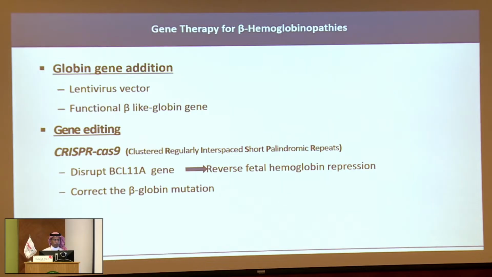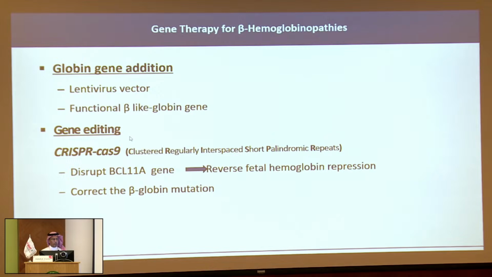We come to the gene therapy. We know that gene therapy, if you talk about gene addition, is to add a desired gene to the genome. This is done through a lentivirus vector, that is a vehicle to deliver the genetic material down to the DNA and get the functional beta-like globin gene to function.